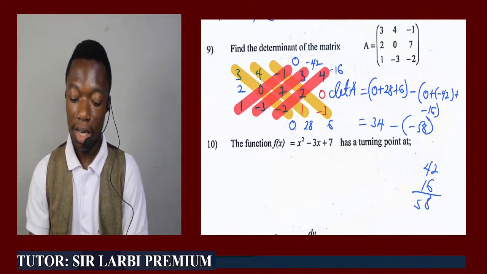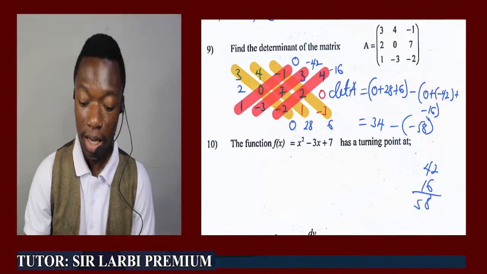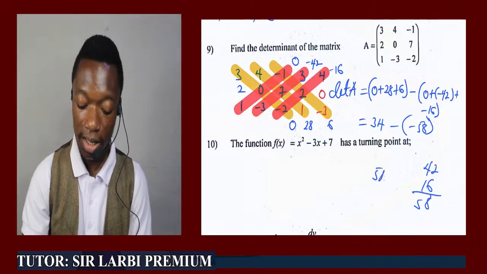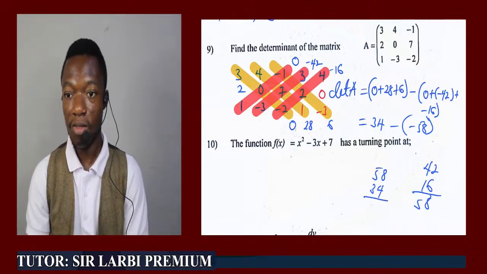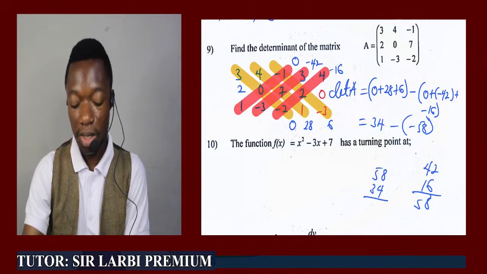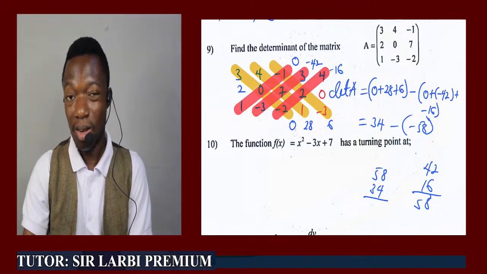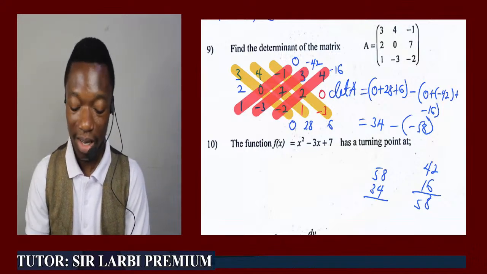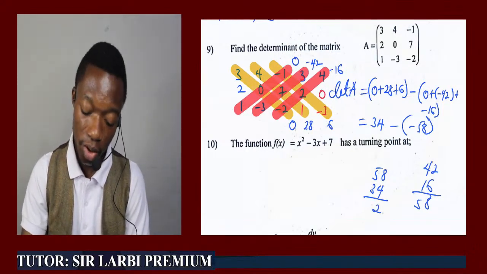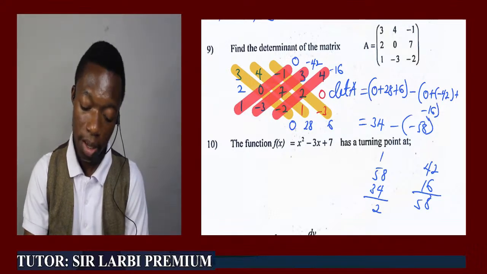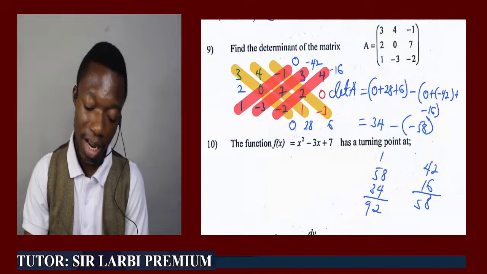So what is happening here? Negative times negative, you are going to get positive. So we have 58 plus 34. You can check the arithmetic for me to see if I'm correct. Certainly I just want to show you the principle, but you can get the arithmetic wrong, in terms of addition and subtraction. So we just want to check to see if they are right. So we are going to get something like 92.